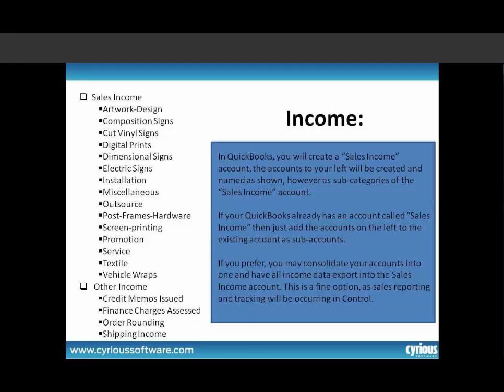You're also going to set up another account named Other Income. This account will include 4 sub-accounts: credit memos issued, finance charges assessed, order rounding, and shipping income. Now I recommend, even though you may never use credit memos issued or finance charges assessed, that you do set these accounts up. This is because if you do plan to use them or finance charges, it will not work unless these accounts are set up.